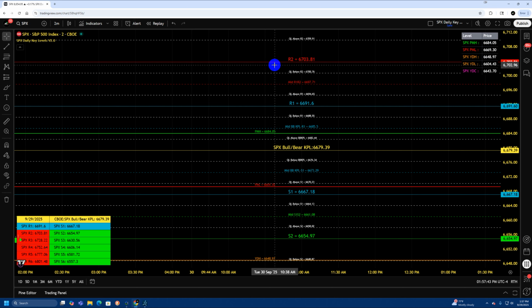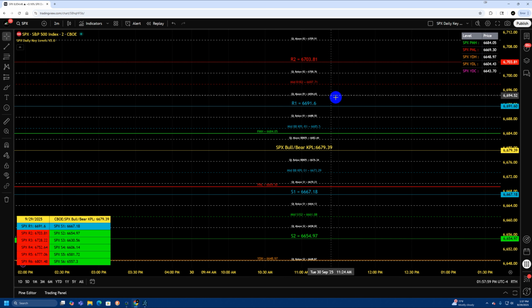If we were taking a bullish trade on a breakout above R2, then our tight stop loss in that bullish trade is QL below R2, and our standard stop loss on a breakout above R2 is going to be the first midpoint below R2, which is mid R1, R2.